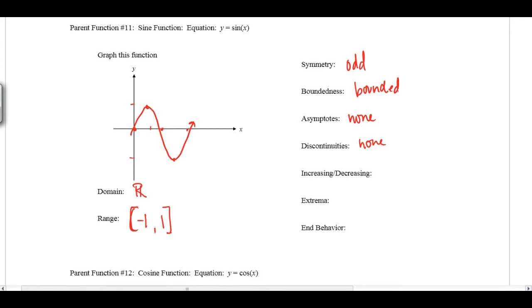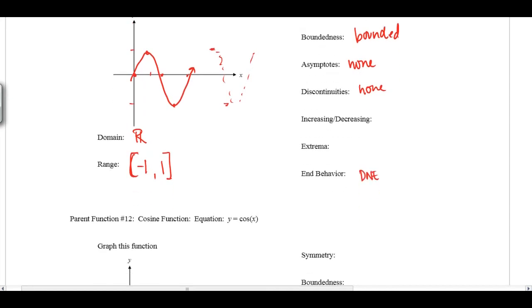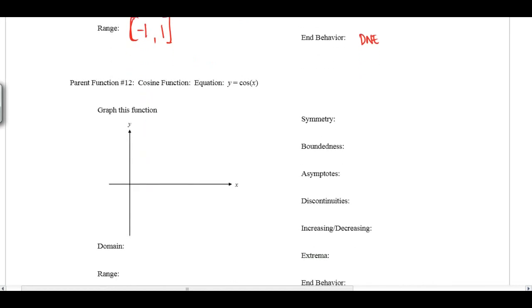We could talk about maxes and mins coming every, depending on how much trig you've done, they are showing up every once in a while. And the end behavior does not exist because it constantly bounces between a high point and then a low point. So I don't know where it's going to be at the end. So therefore the end behavior does not exist. And so again, you're going to do these ones a lot more, but just to give you a little info on them, there it is.